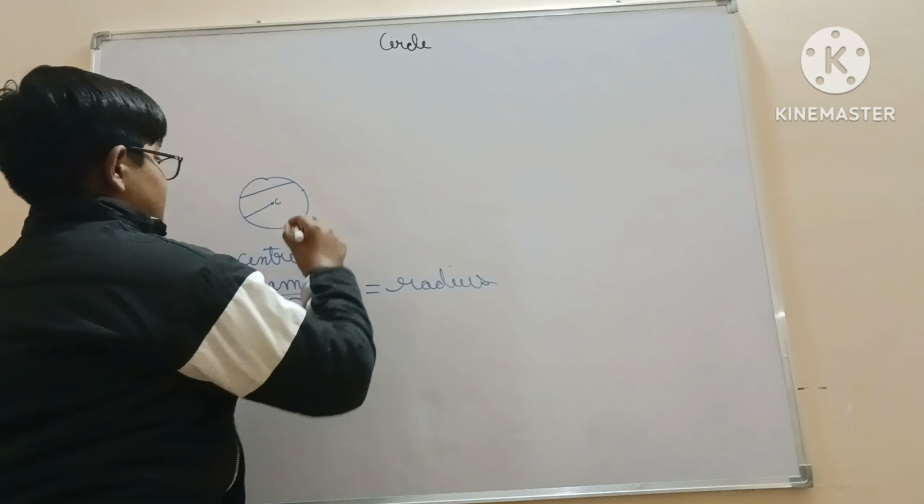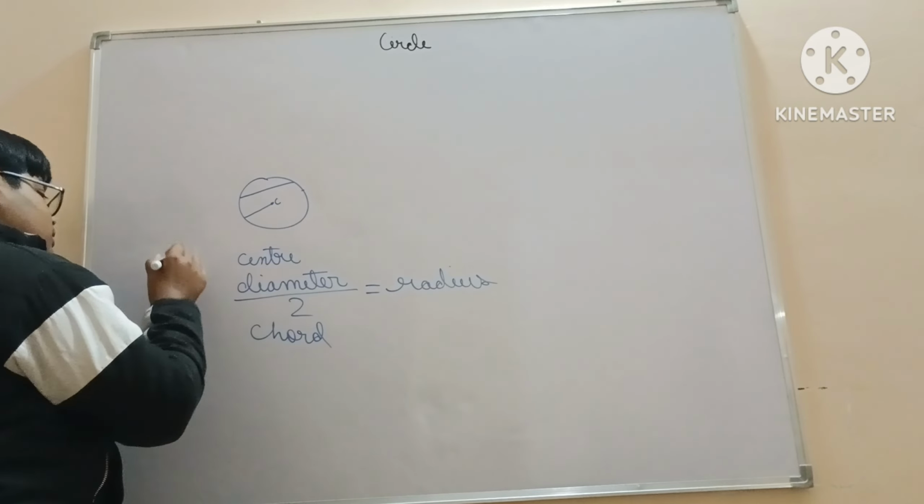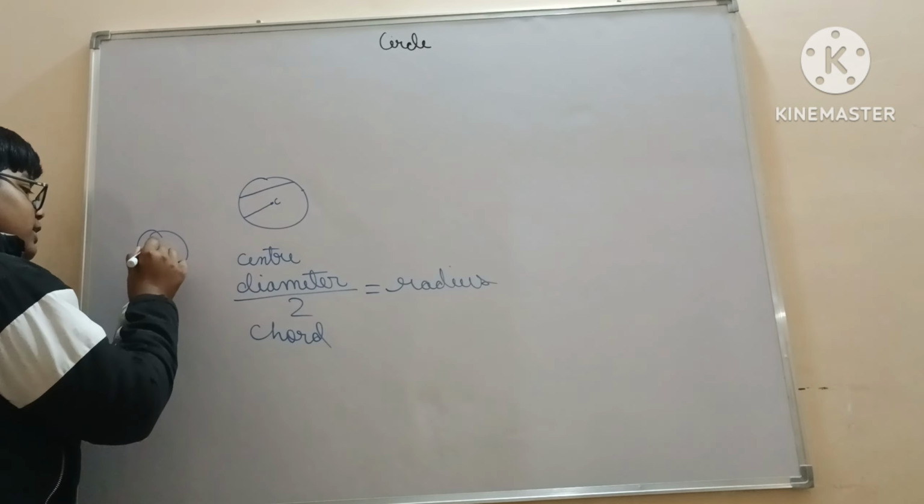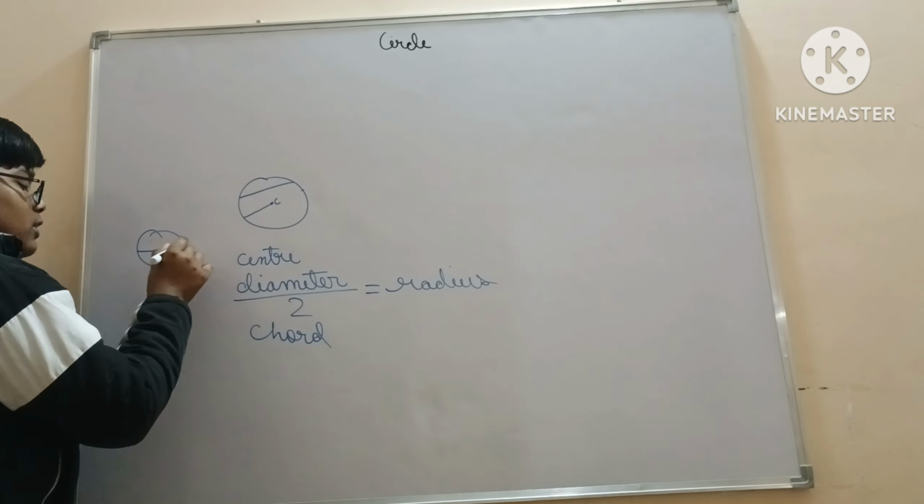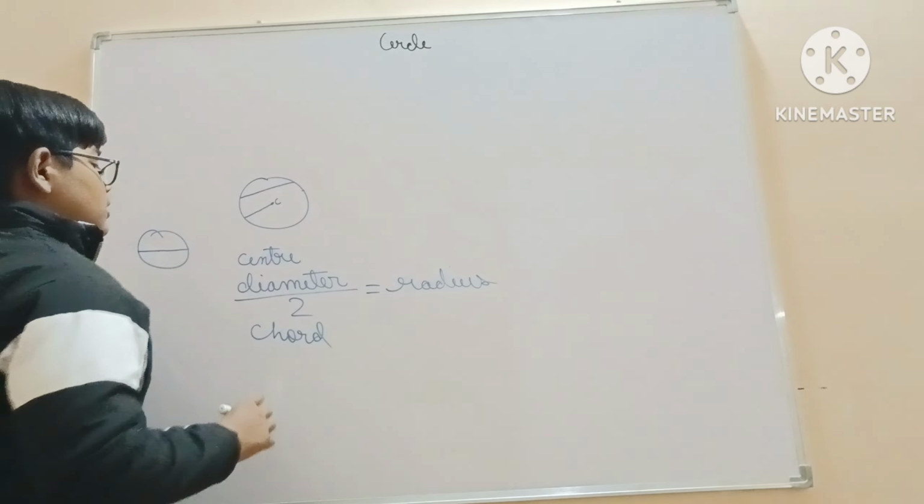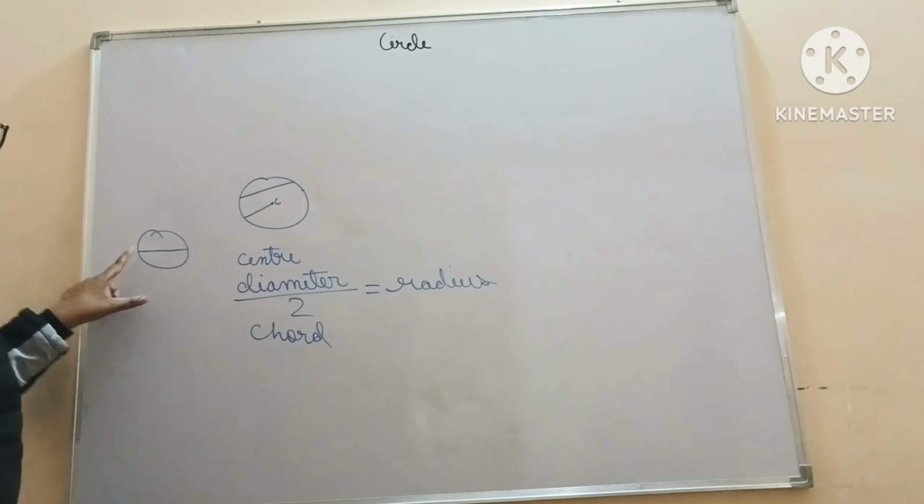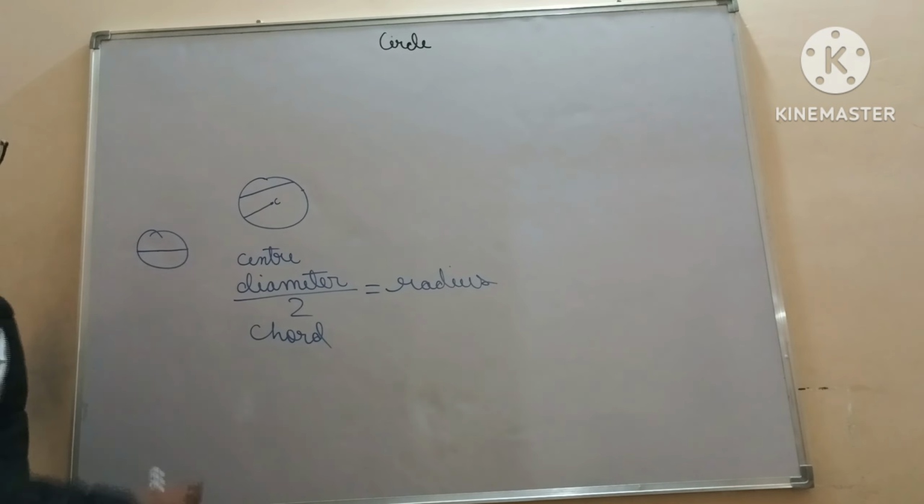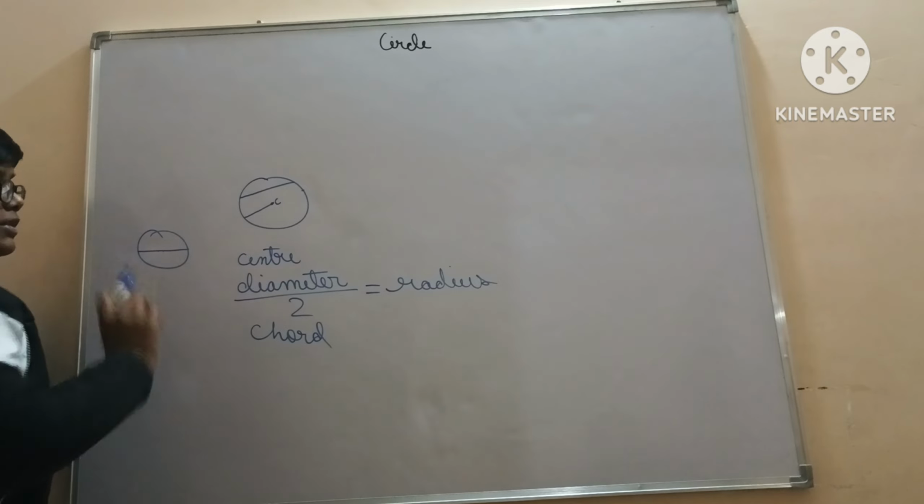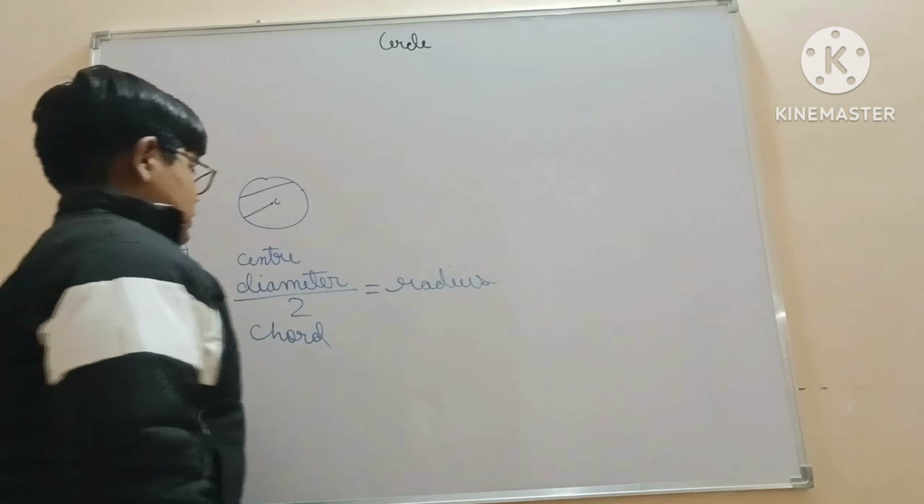And we can say that the diameter of the circle is the longest chord, because it starts from one end of the circle and touches the other end, and this is the longest distance covered inside the circle.